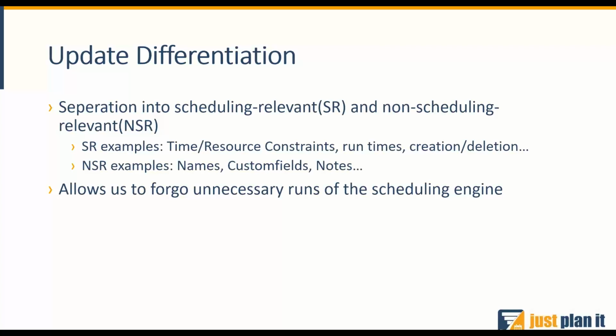On the other hand, there are also changes that do not impact the schedule at all. For example, names, custom fields, notes, the sales field on the job. All of these, while important for categorizing information, have no real relevancy for the scheduling algorithm. Before this update, in the first, now nearly half of the year, everything caused a complete run of the scheduling engine. With this update, we no longer do this, which allows us to forgo unnecessary runs of the scheduling engine.